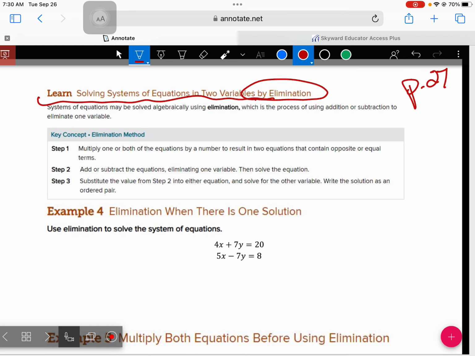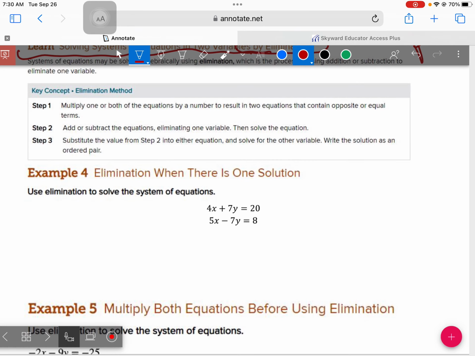subtraction to eliminate one variable. What's it mean to eliminate? Take it out of the game. Take it out. Get rid of it. Okay? Key concepts. Multiply one or both of the equations by a number to result in two equations that contain opposite or equal terms. Okay?